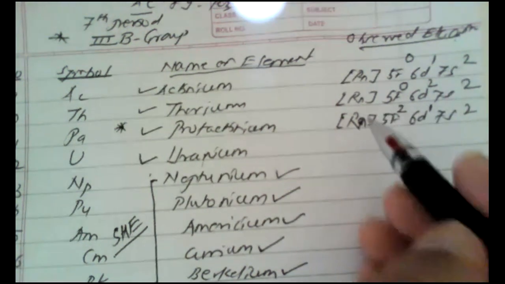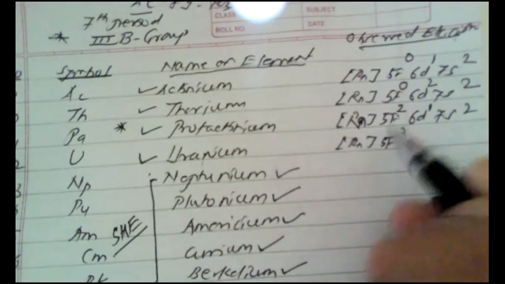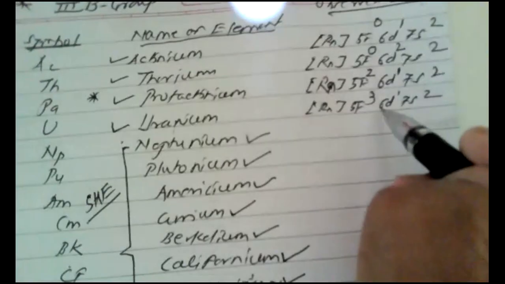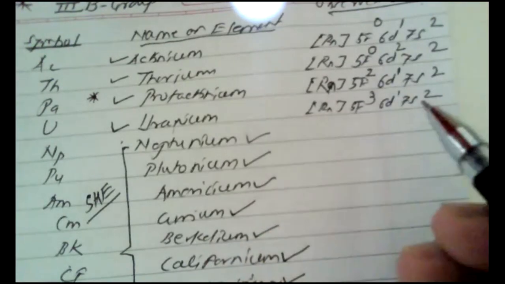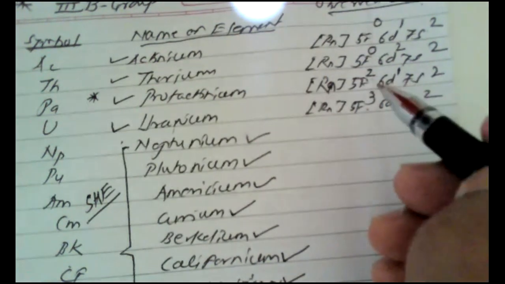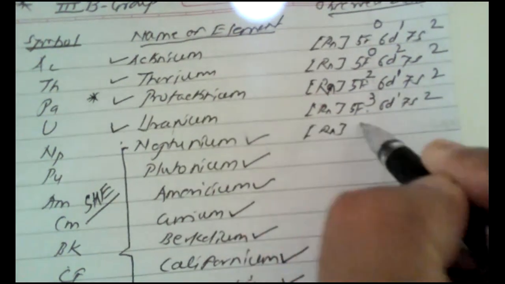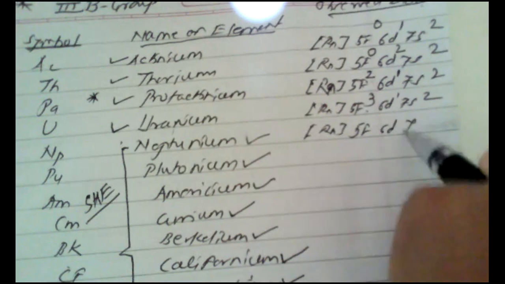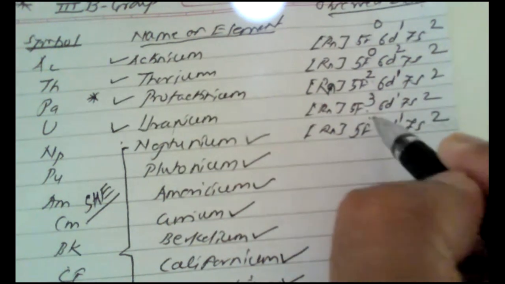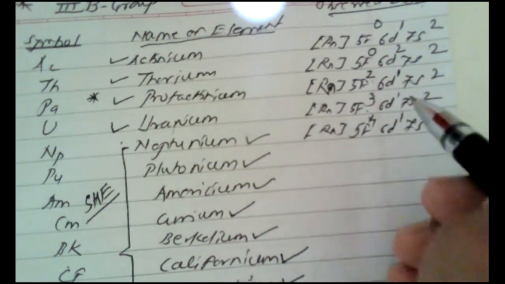Come to uranium. Radon, 5f3, 6d1, 7s2. This total comes to be 92. So after 2, the digit 3 comes here. Now come to neptunium. Radon, 5f, 6d, 7s2, 6d1 and 5f4. This is the electronic configuration of neptunium.